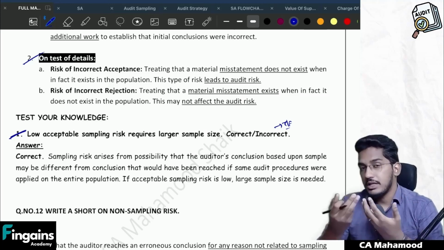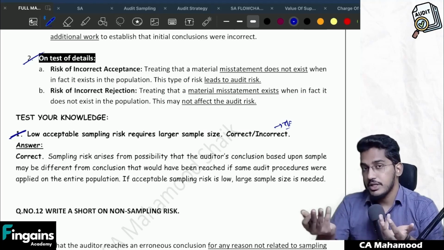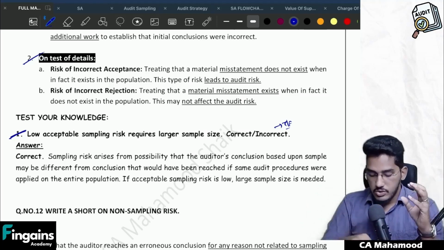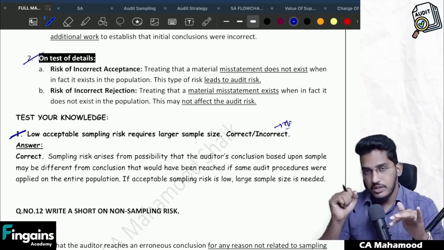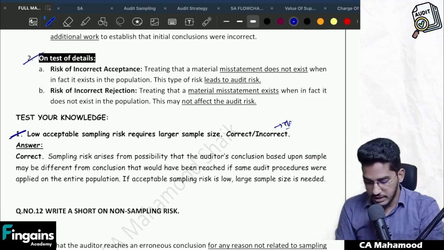You are trying to verify more transactions. When you are trying to verify more transactions, are you trying to reduce your risk or not? Obviously. If you are taking a smaller sample, that means you are increasing your risk. So what is the question they are asking? If you want low risk, you will go for a bigger sample. Obviously. Is the given statement correct? Yes, the given statement is correct.